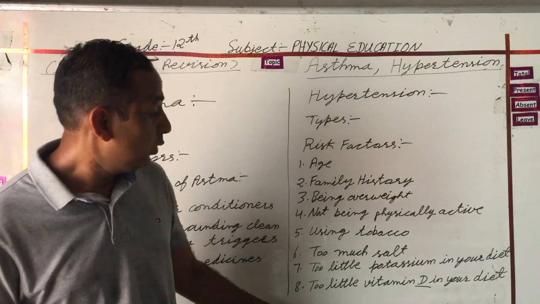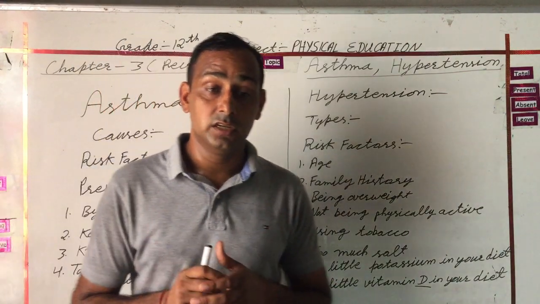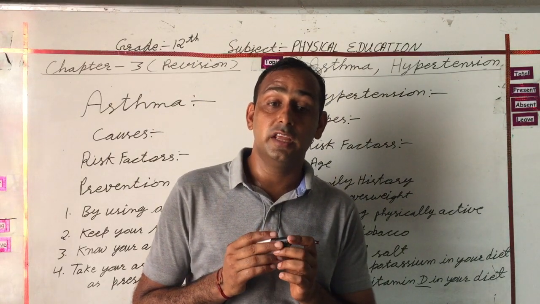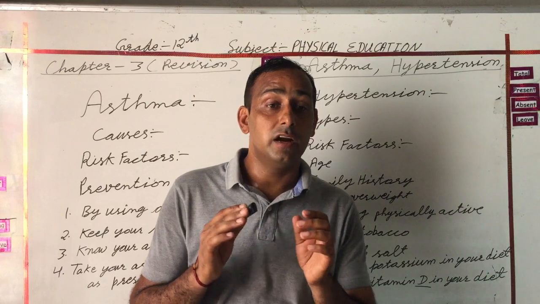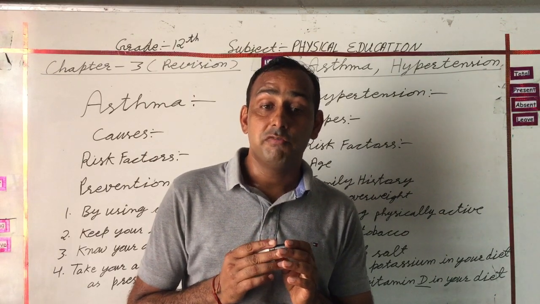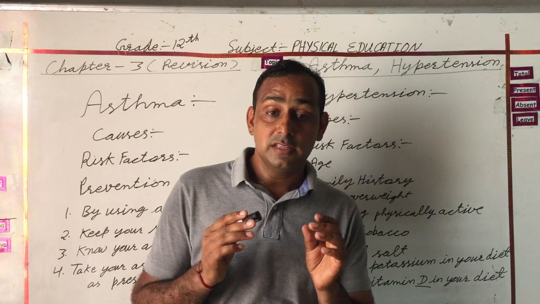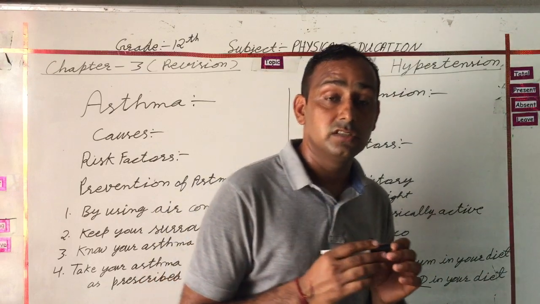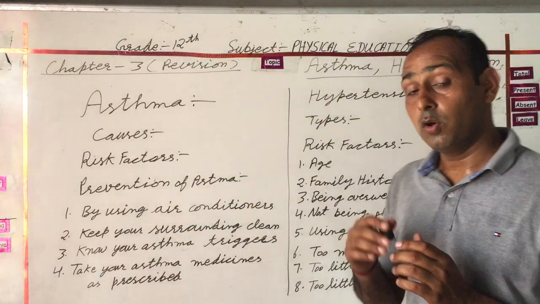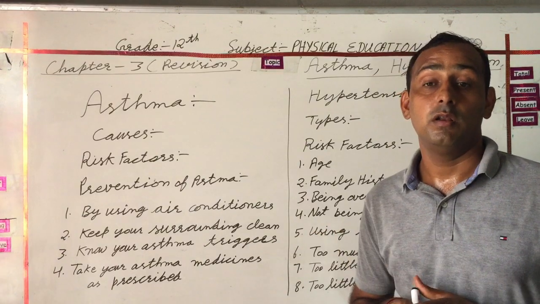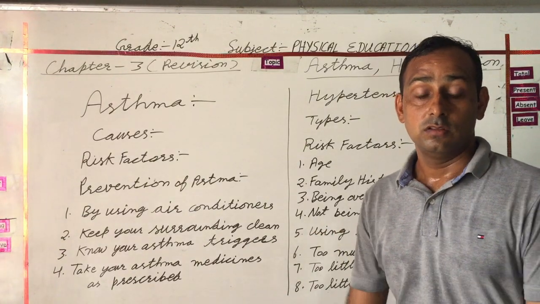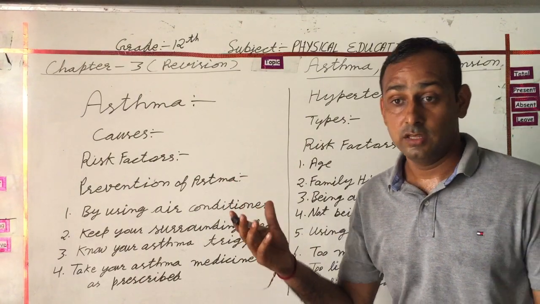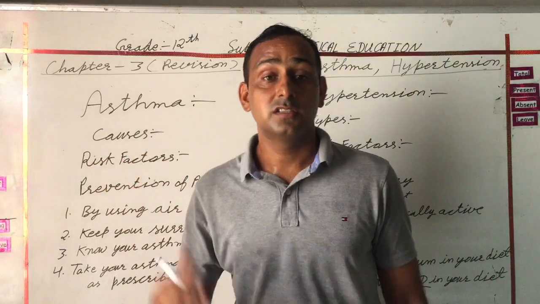The last is too little vitamin D in your diet. It's uncertain whether having too little vitamin D in your diet can lead to high blood pressure. Vitamin D may affect an enzyme produced by your kidneys that affects your blood pressure. Vitamin D also has another benefit: it keeps your bones strong. It is also obtained from sunlight.